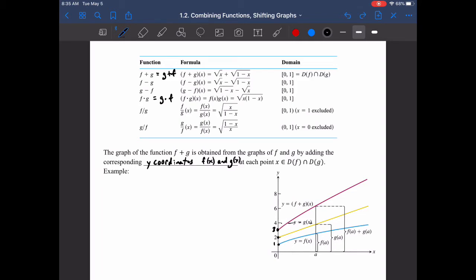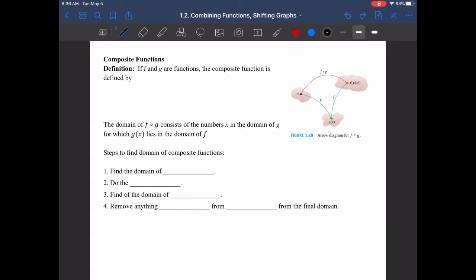And then you get what the graph of the combined functions is. Okay? So for the next one here, we have composite functions, where we're going to actually plug the functions inside of each other. Composite functions definition. If f and g are functions, the composite function is defined by, and we write it this way. This is, again, notation.